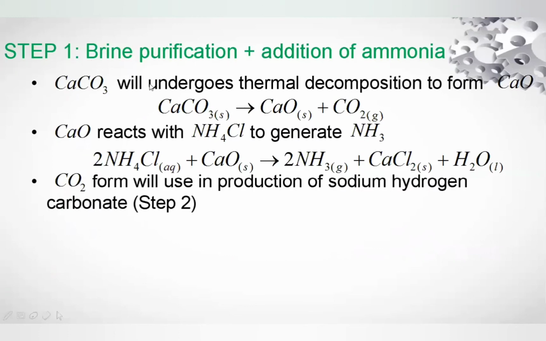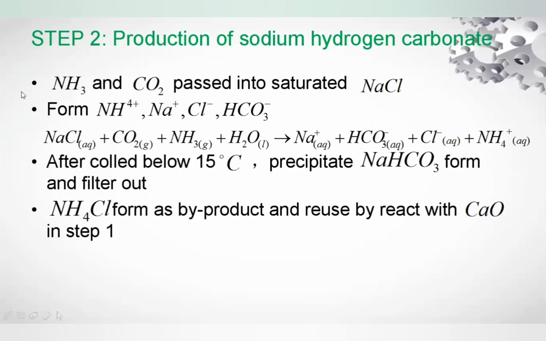So calcium carbonate will undergo thermal decomposition to form calcium oxide and carbon dioxide. The carbon dioxide here will be used in step 2. Next, calcium oxide here will react with ammonium chloride to generate ammonia gas. So ammonia gas and carbon dioxide will be used in step 2, which is production of sodium hydrogen carbonate. Ammonia and carbon dioxide will pass into saturated sodium chloride to form ammonium ion, sodium ion, chloride ion, and also hydrogen carbonate ion.